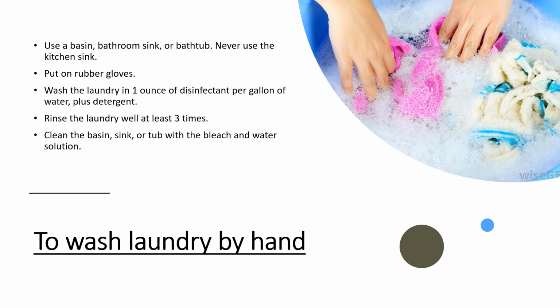As a caregiver, you may wash the laundry by hand. Use a basin, bathroom sink, or bathtub. Never use the kitchen sink. First, you have to put on rubber gloves.